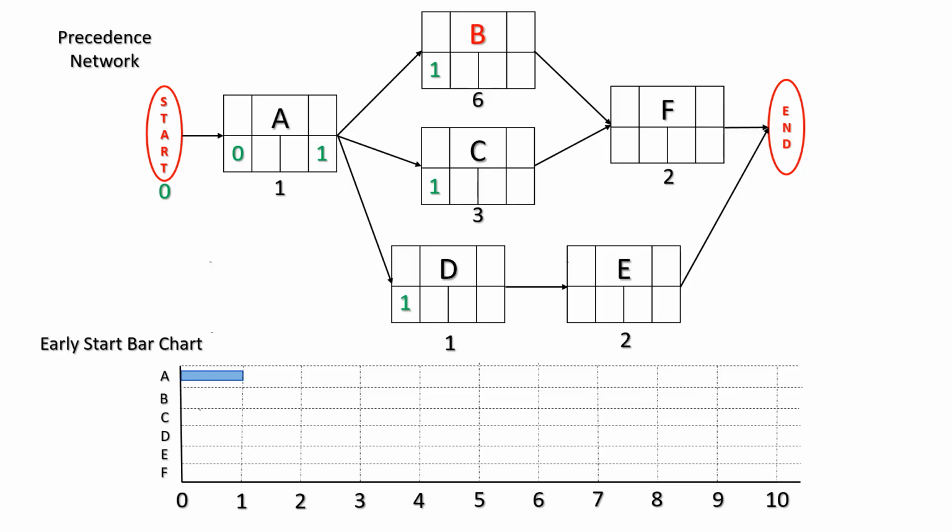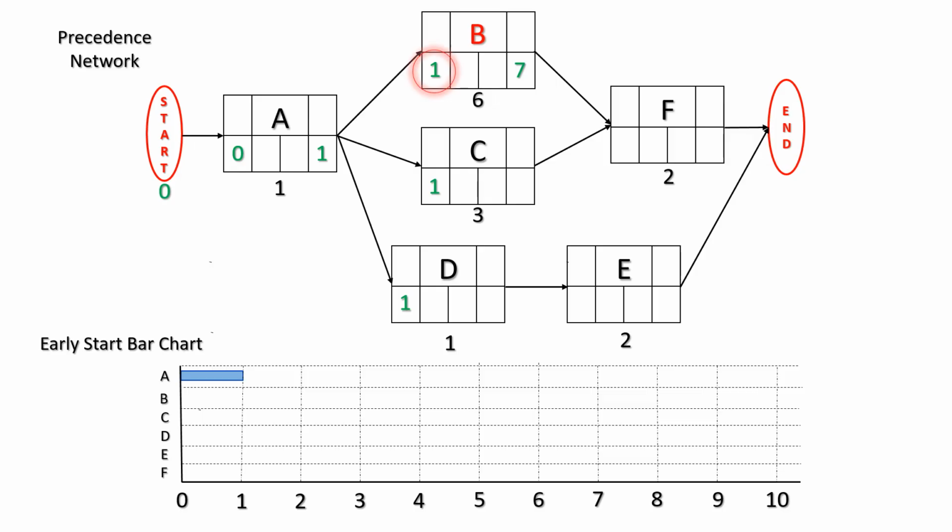So now if we move our attention to activity B at the top of the page, we see that it has an early start of 1, which means that we can now calculate the early finish, because the early finish will be the early start plus the duration. So we add 6 to the 1 and get an early finish of 7.